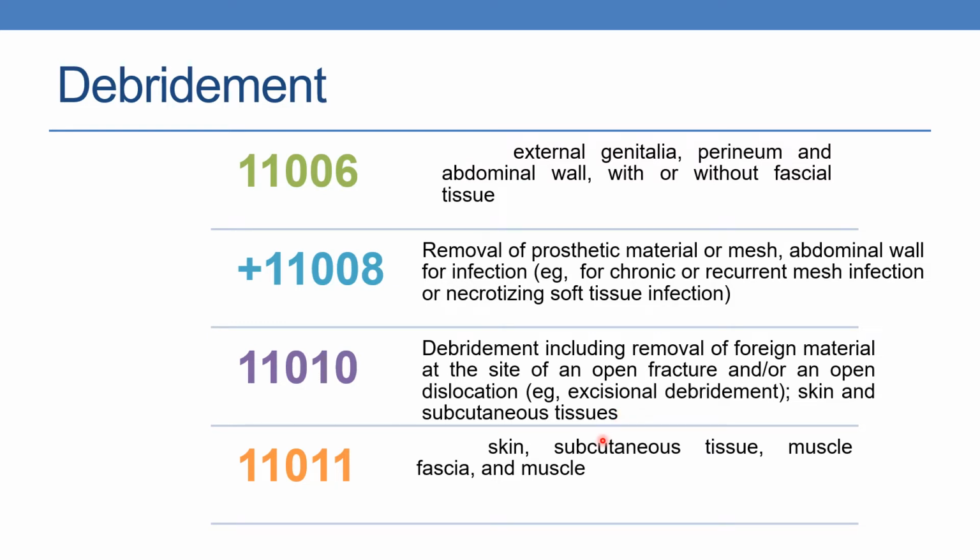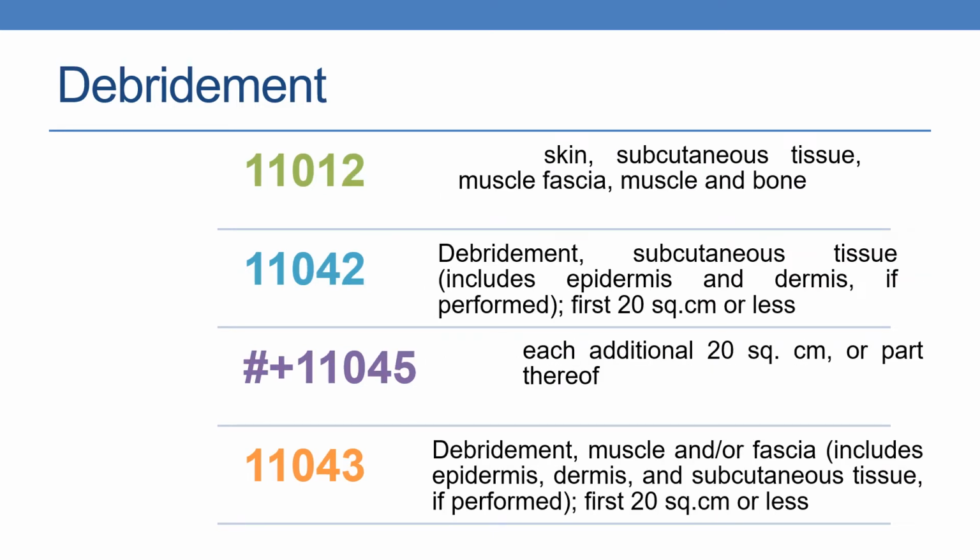Debridement including removal of foreign material from the site of an open fracture and or open dislocation: skin, subcutaneous tissue, muscle and fascia. The next code is 11012, which is debridement including removal of foreign material at the site of open fracture or open dislocation, skin, subcutaneous tissue, muscle fascia, muscle and bone.